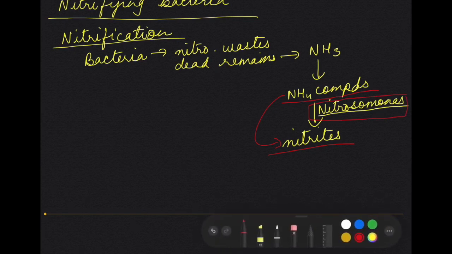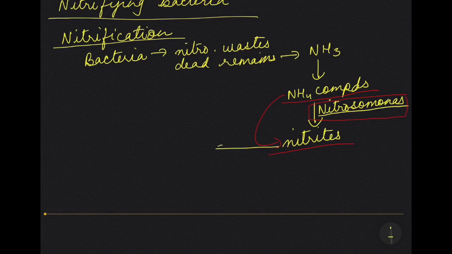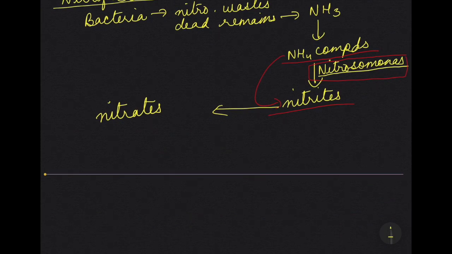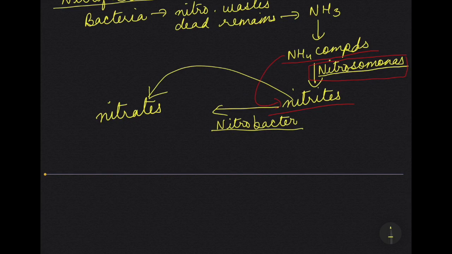Nitrosomonas. Okay, and after nitrites, the plants will require it in the form of nitrates. So the nitrites must be turned into nitrates, and this is done with the help of a bacteria which is known as Nitrobacter. So what if I ask you the name of a bacteria which turns nitrites into nitrates? What will your answer be? Nitrobacter. So each of these steps is brought about by a certain bacteria.